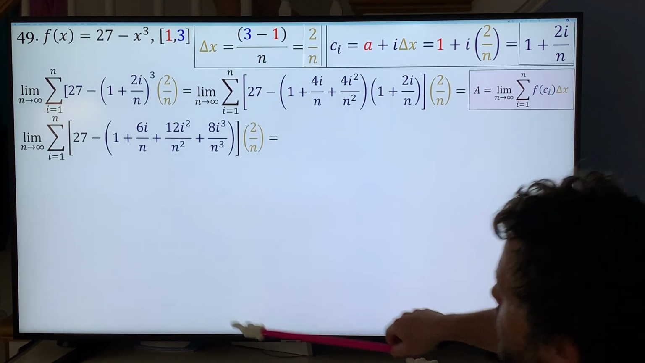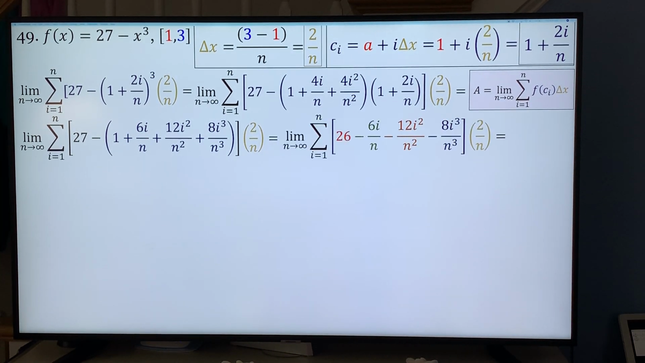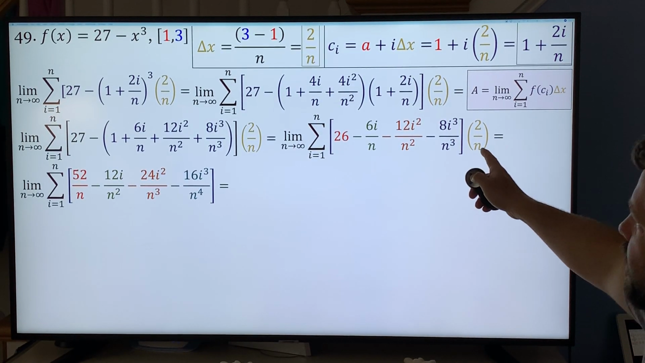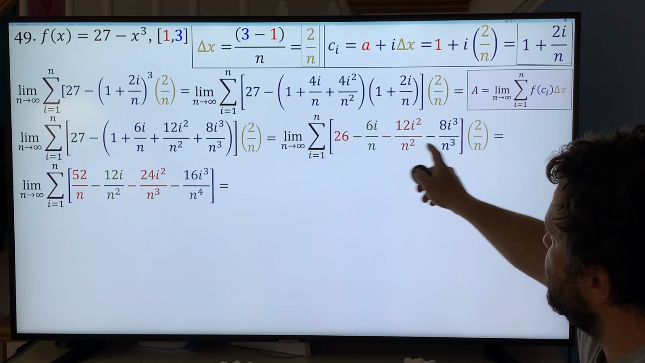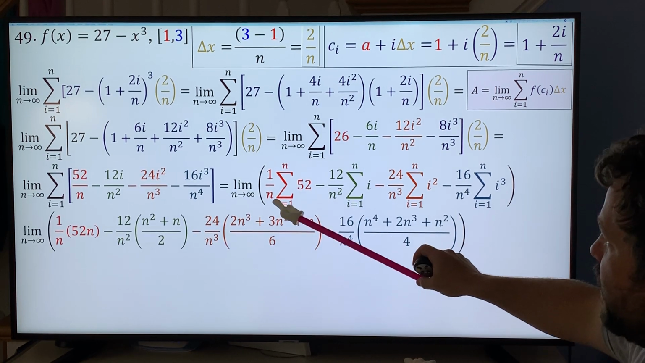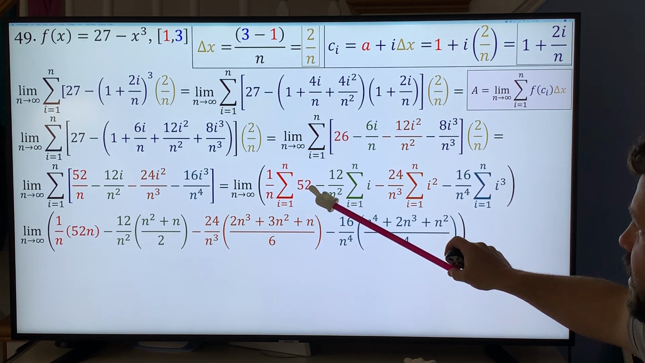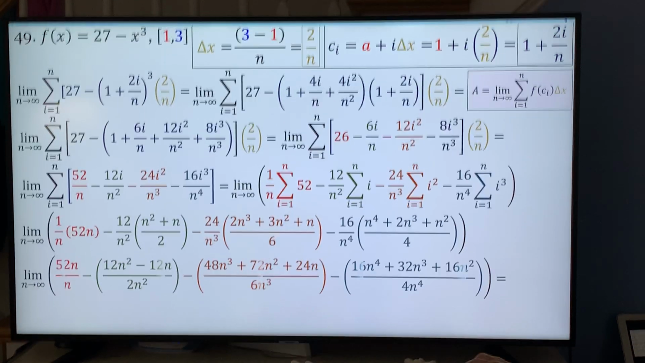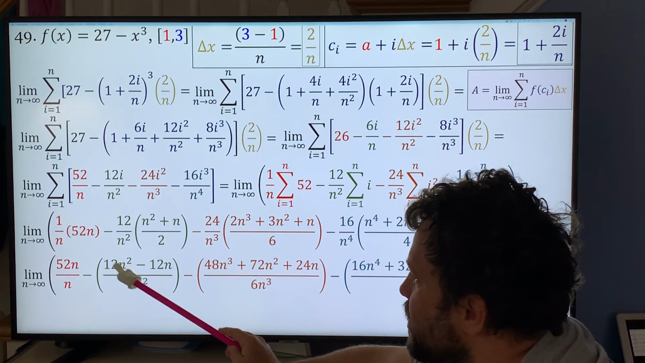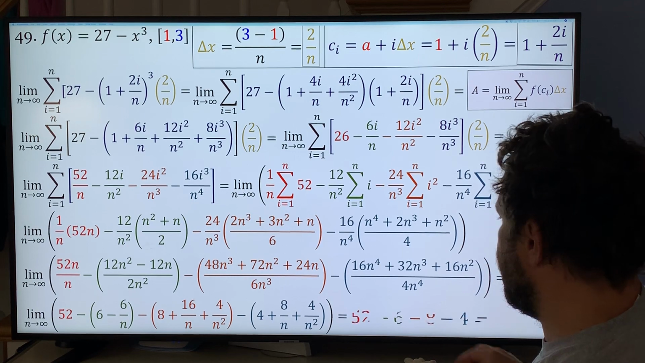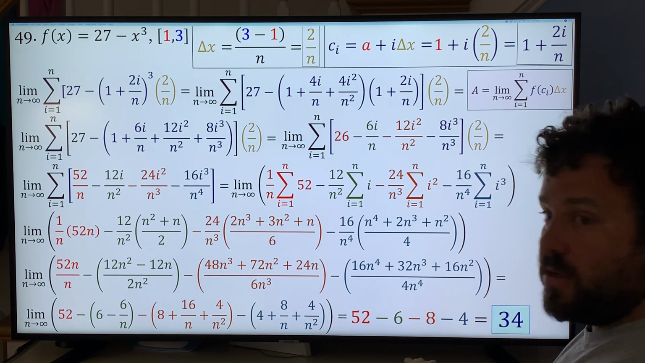27 minus that stuff. So all you do really is 27 minus 1, you get 26. Distribute the negative sign. Take this, multiply the tops by 2, the bottoms by n's. You expand it. All right, shouldn't need to explain this anymore, you should know it. After you expand it, you take your things in front, multiply them in, use your L'Hopital's rule, and this becomes 52. You care about this one, which is 6. You only care about the front ones, which is 8. And you only care about these, which is 4. 52 minus 6 minus 8 minus 4 gives you 34.